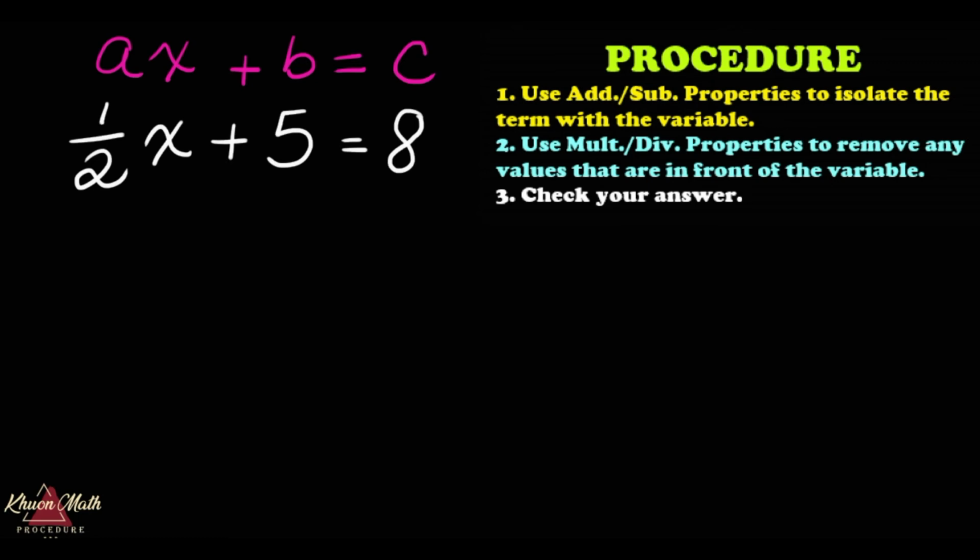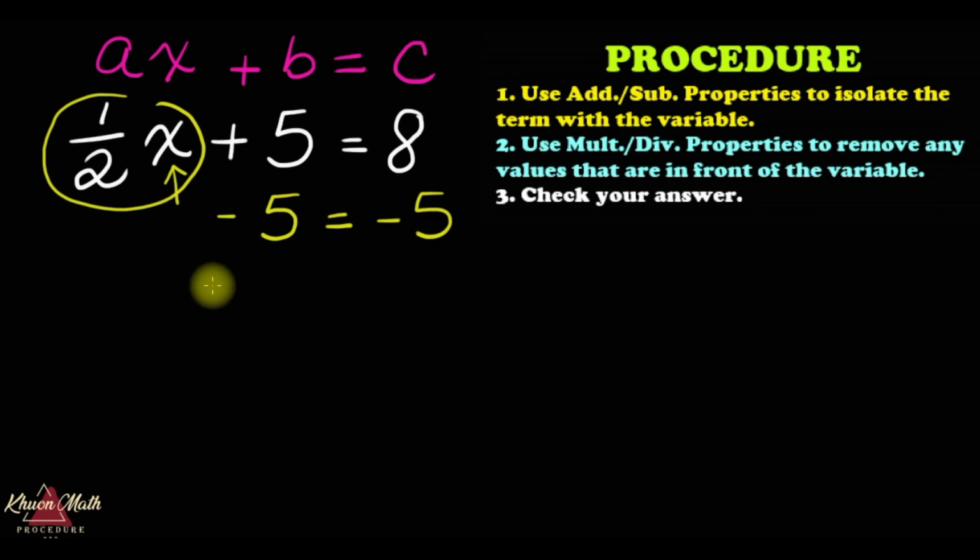So step 1 is to use addition or subtraction property to isolate the term with the variable. So we have to isolate the 1/2 x, so that's the term with the variable because of the x. x is a variable. So how do we get rid of the plus 5? Well, you do the opposite. So what's the opposite of positive 5? The opposite of positive 5 is negative 5. So we're using the subtraction property of equality. So if you take away 5 here, you've got to take away 5 on the other side.